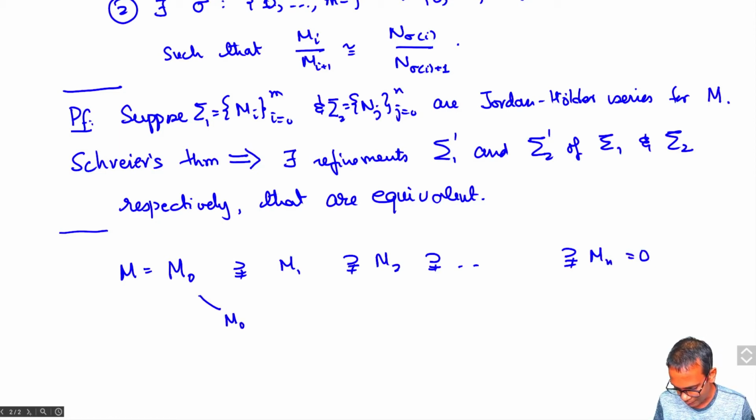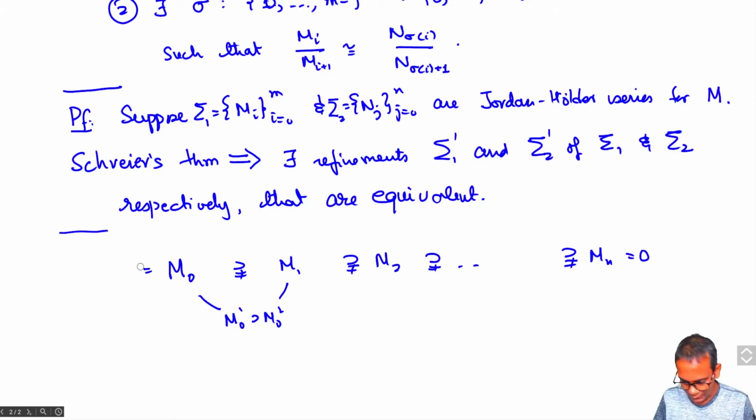so you may be adding terms like this, M01, M02, or many more terms in between. These new terms will be either equal to M0 or to M1. So there are no new terms that appear in sigma 1 prime and sigma 2 prime.